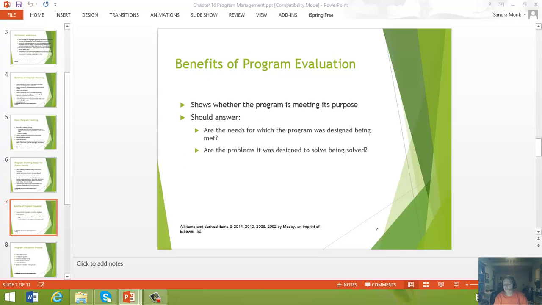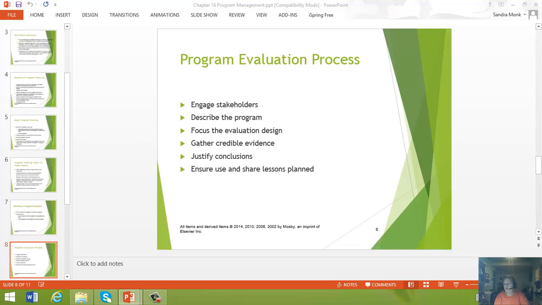So, the benefits of program evaluation. It shows where the program is meeting its purpose, and it should answer: are the needs for which the program was designed being met? And are the problems it was designed to solve being solved? And that is what you're doing with your program evaluation.